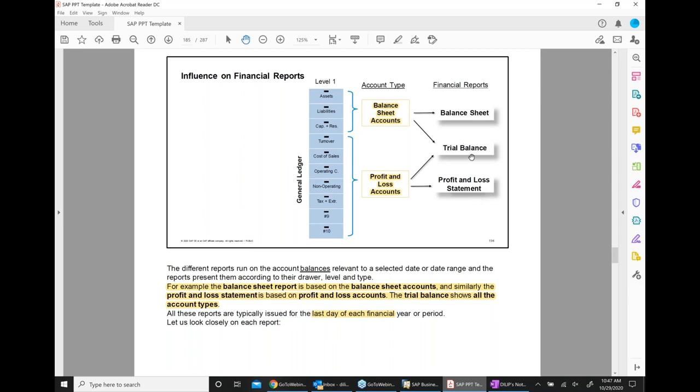And then we see the trial balance. Trial balance has both. Trial balance has every account. I would like you guys to make a note of these 2 bullet points which I highlighted. Balance sheet report is based upon balance sheet accounts. Profit and loss statement is based upon profit and loss accounts. Trial balance shows all accounts. Trial balance is everything. All accounts you can have. Okay.